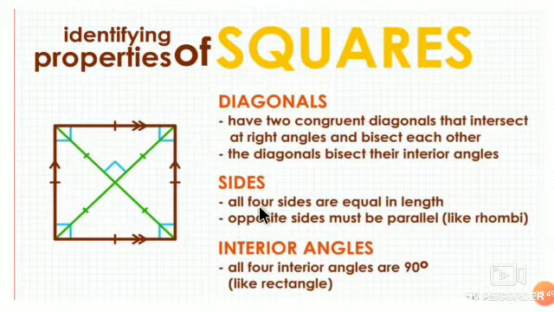Now the properties of the squares. Each quadrilateral has two diagonals. The square also has two diagonals. You know that the square has all four sides equal in length. Opposite sides are parallel, and the diagonals are congruent and intersect at a right angle, bisect each other. Diagonals bisect their interior angles also.